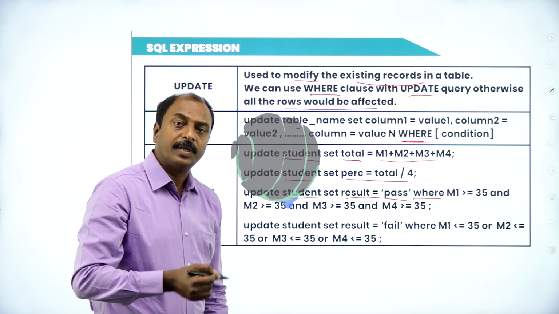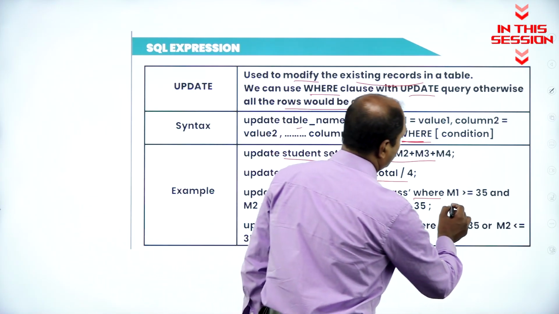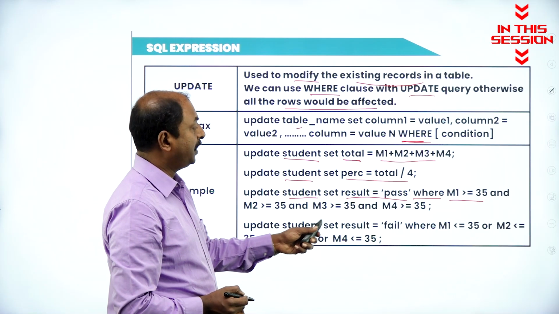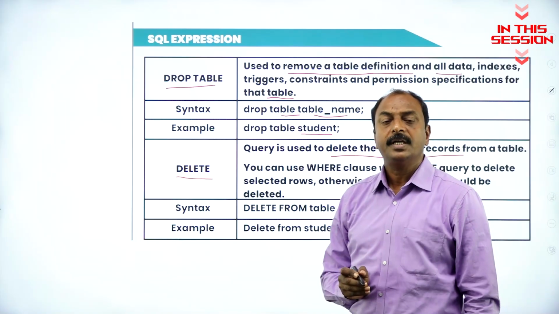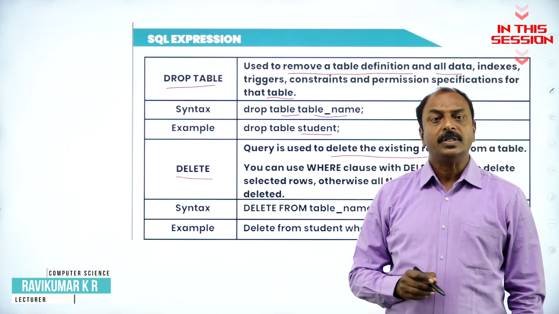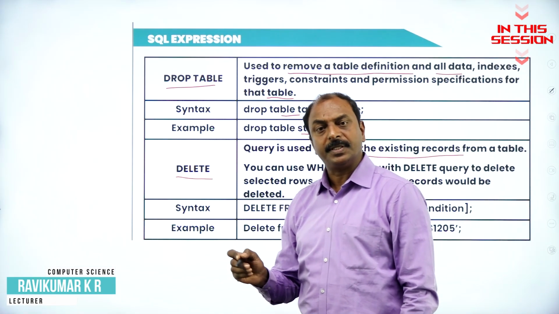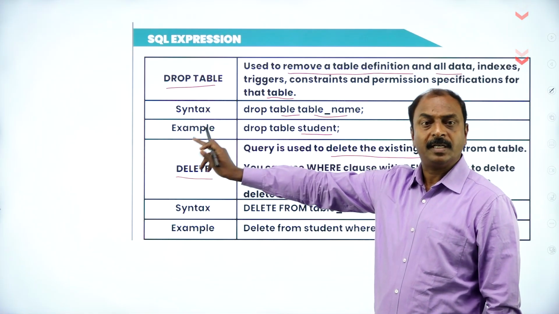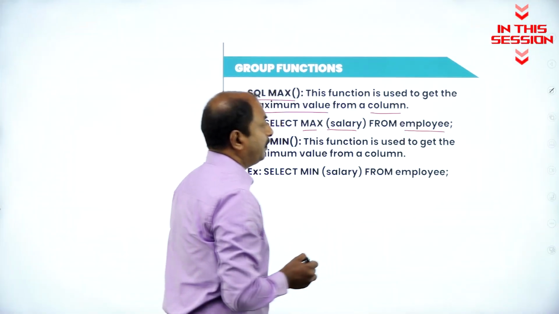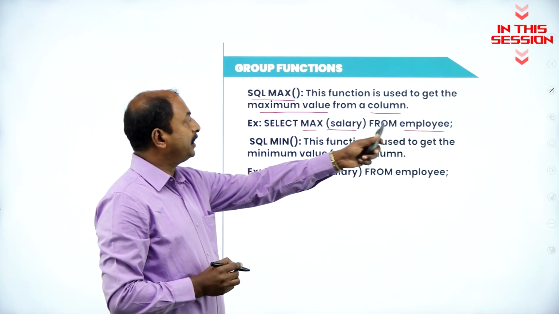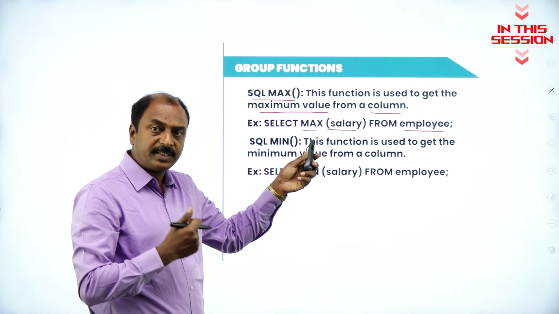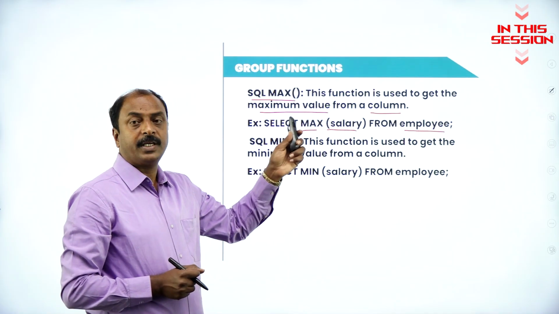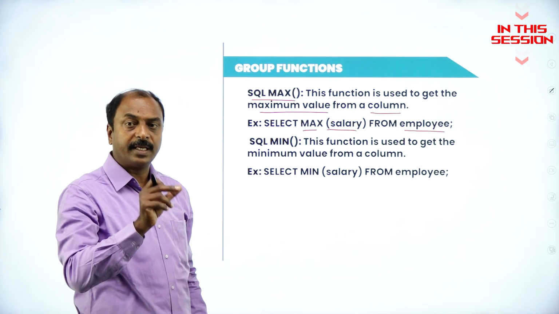What is the condition for a pass class? Here M1 should be greater than or equal to 35, M2, M3 as well as M4. Here delete command is used to delete a particular record from the table, whereas drop command is used to delete the entire table from the database. So employee is the name of the table and is going to display or fetch the records where the salary is maximum salary of particular column in the salary column.